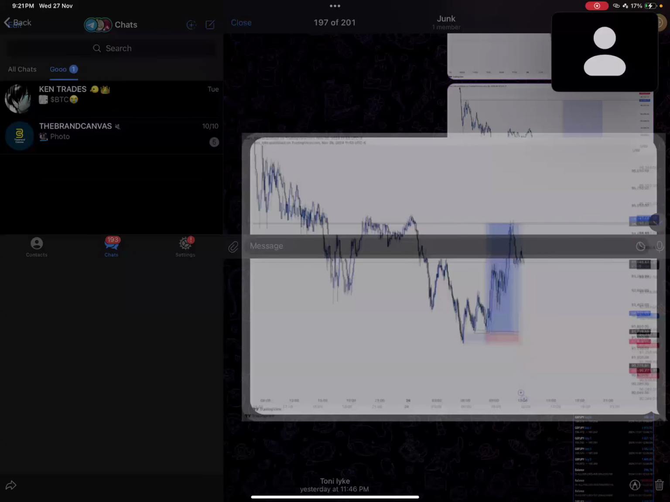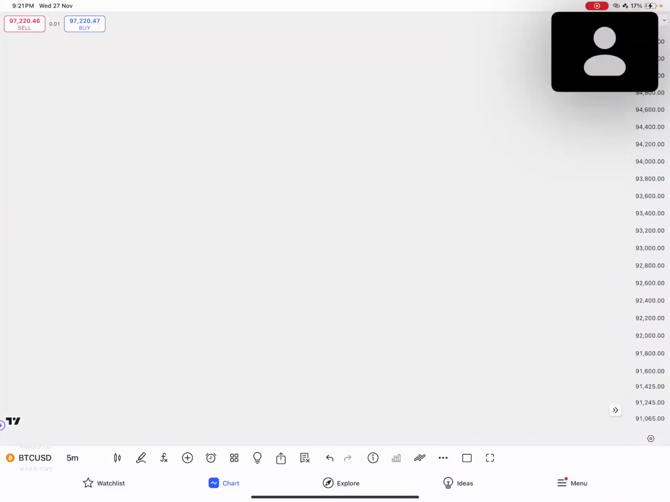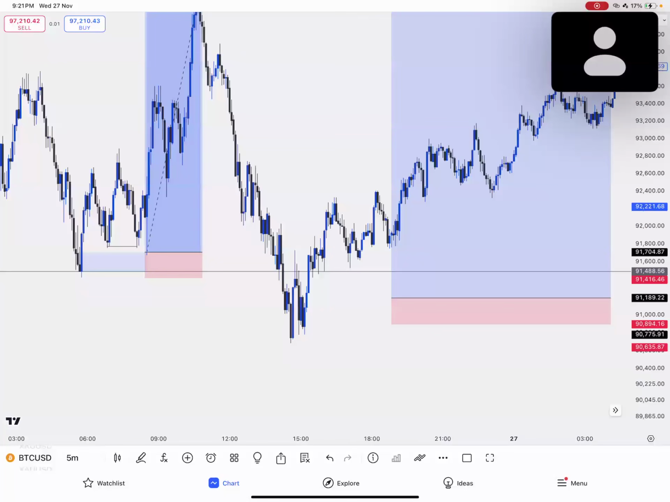So first, please, I'm begging, look on the higher time frame. I beg, do not take time. Open chart, look at the higher time frame. If you look on your higher time frame, it will give you a direction in mind of where the market is going to.